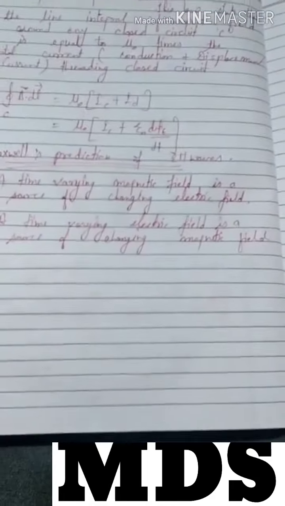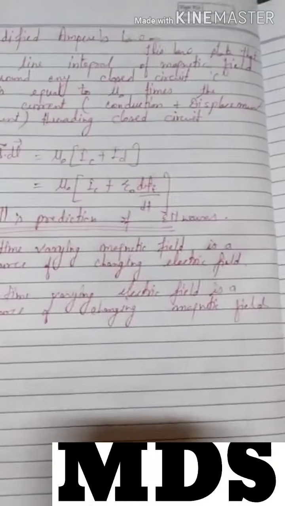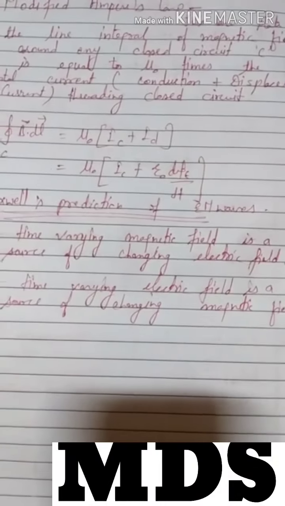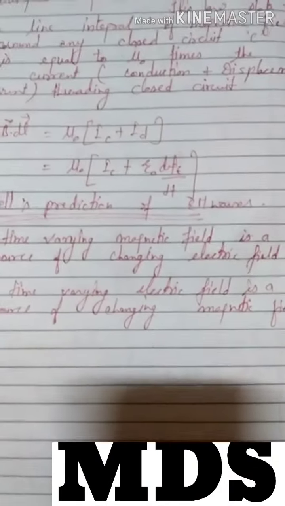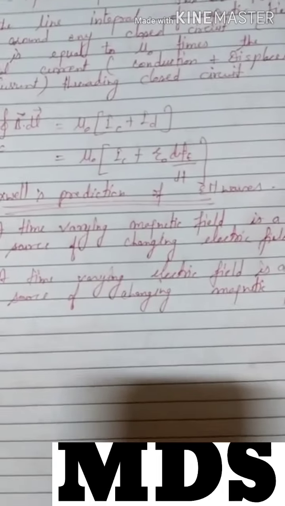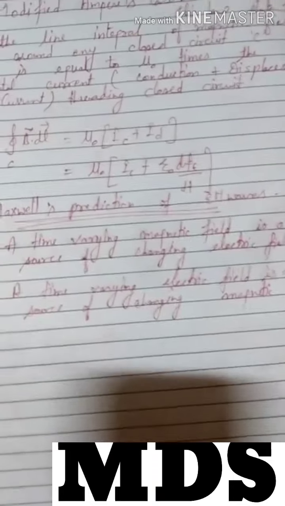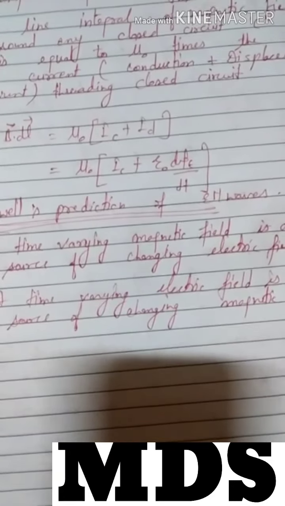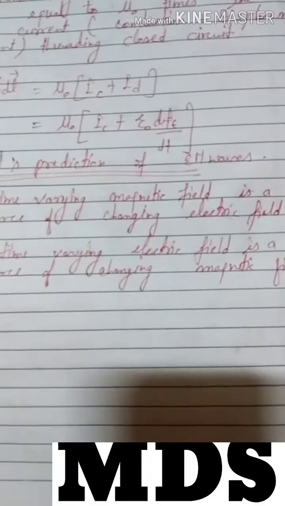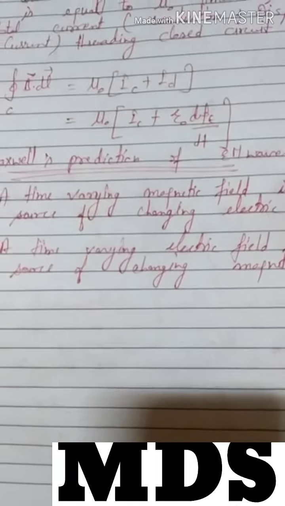That means if we change the magnetic field with time, then an electric field will be produced. A time varying electric field is a source of changing magnetic field. If the electric field changes with time, then it will be responsible for a magnetic field. This is the prediction by Maxwell.